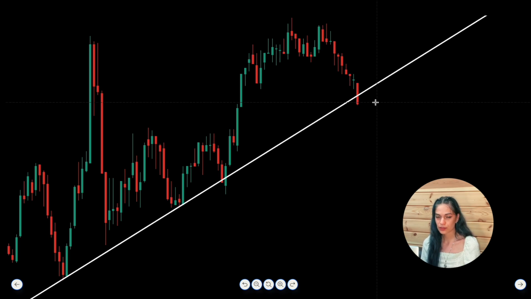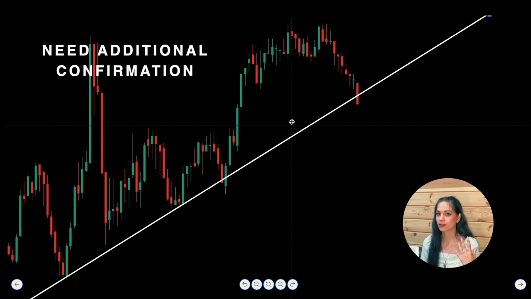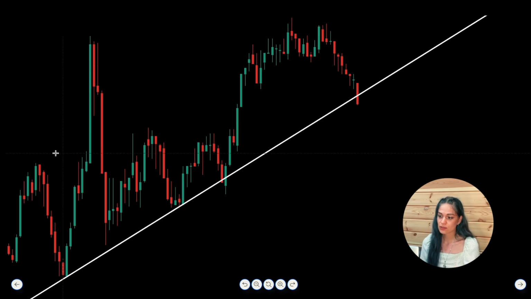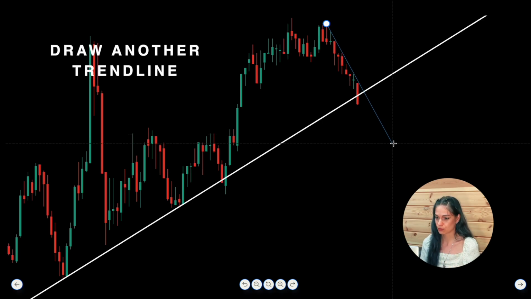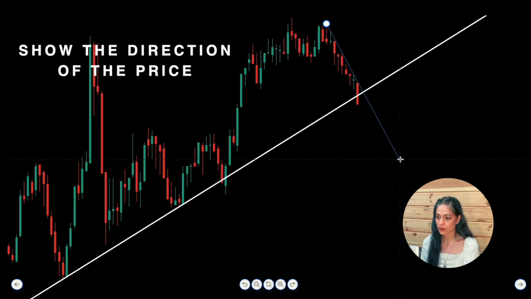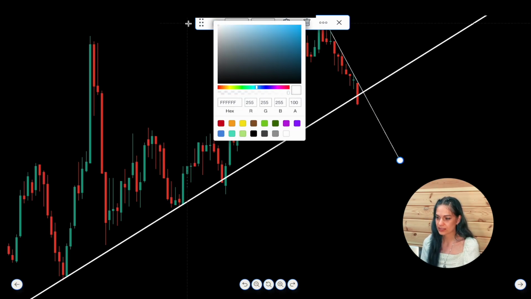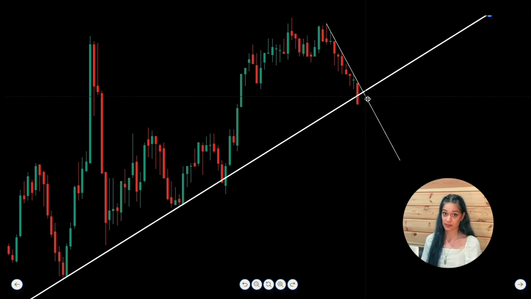So how do we understand what to do? At this moment, we cannot open the deal, not for an increase or a decrease. We need additional confirmations. In order to determine the further price movement, I prefer to draw another trend line, which is going to show us in which direction the price is moving, down or up. So this is the current direction of the price reduction.